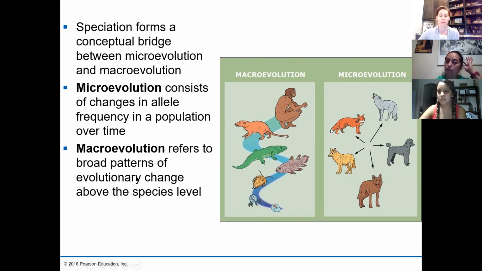So microevolution consists of changes in allele frequency in a population over time, whereas macroevolution refers to broad patterns of evolutionary change above the species level.